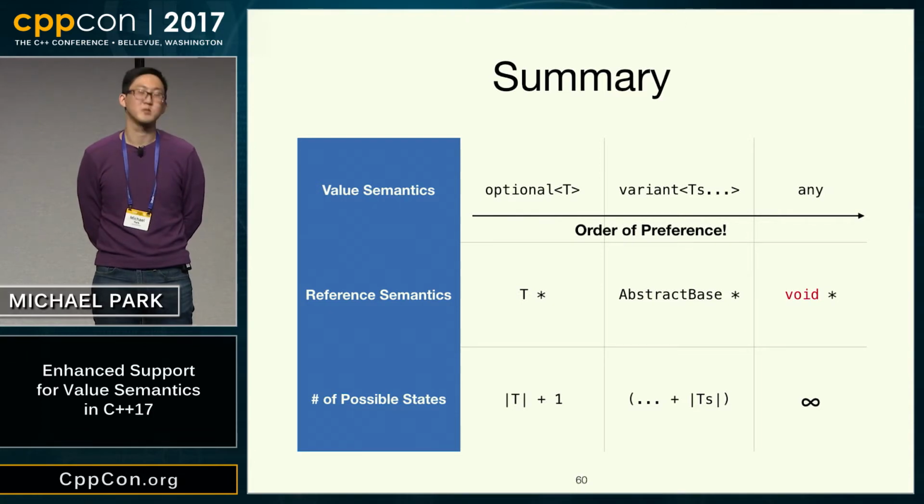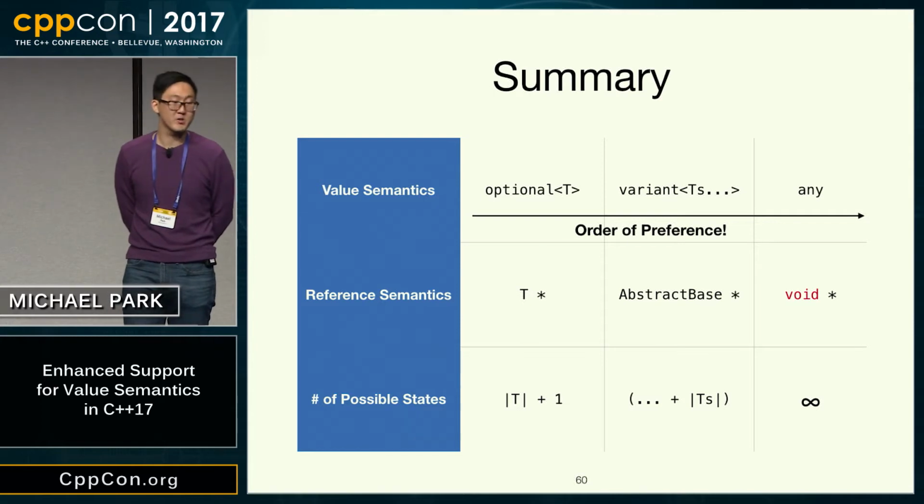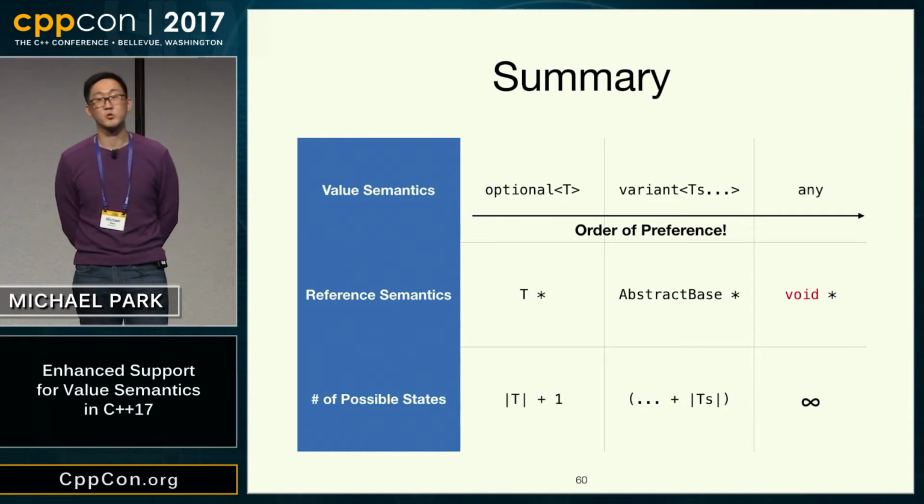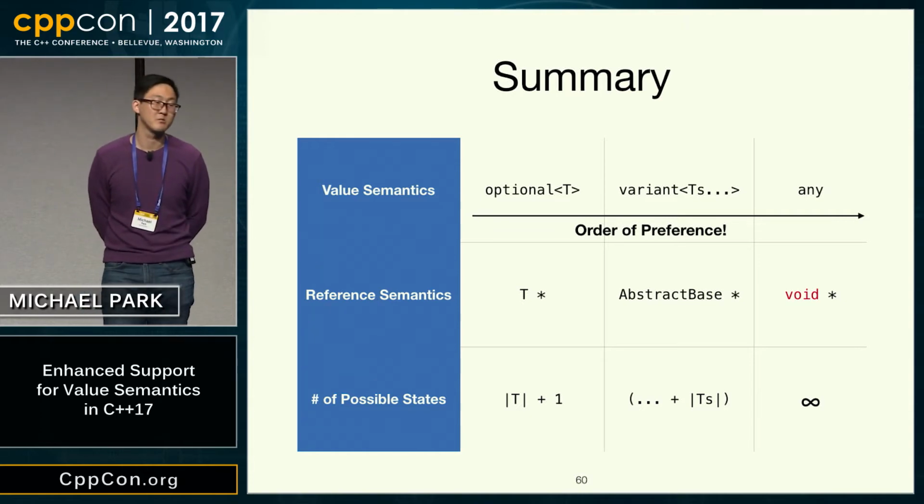Oh, I have one more. Okay, so order of preference. When you're choosing which one of these you should reach for, I think you should start from optional and see if that'll work. If it doesn't work, you have too many alternatives. Try to use a variant. If that fails, then use an any. So I think that should be the order of preference here.